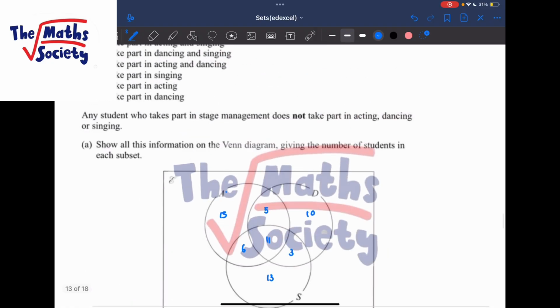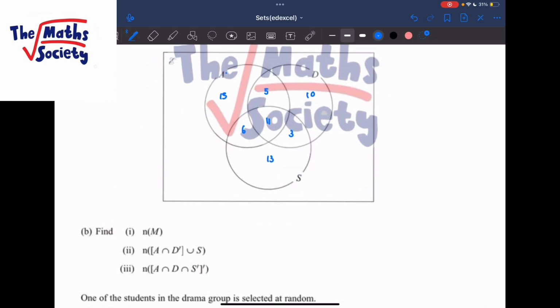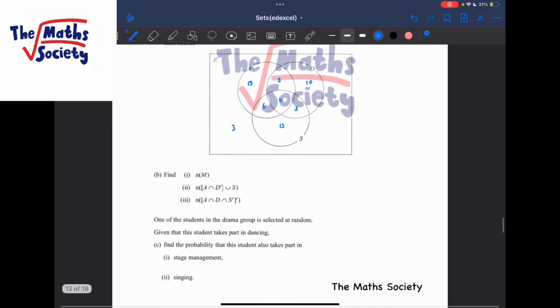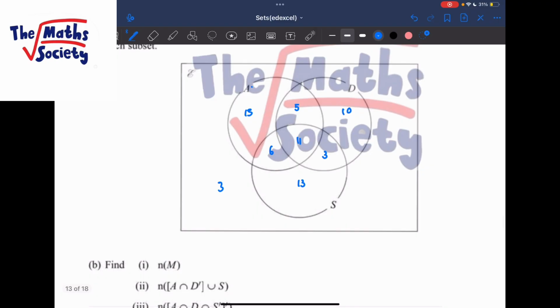Yep. But it says that of 66, we have to check if it all adds up to 66 or not. Which is 13, 16, 27, 37. So yep, you will have 3 left outside. And then it says find the number of stage management. So management, which is something that is not here. So management is basically the whole big part.